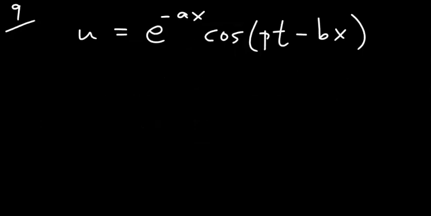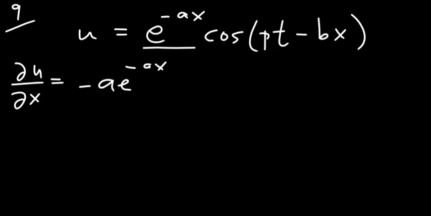Let's look at this function, u as a function of x and t. So x and t are the variables, a, p, and b are constants. So let's calculate the partial derivative of u with respect to x. We use the product rule. First, take the derivative of that with respect to x. So you're going to get minus a e to the minus ax. Multiply the second term, which is cosine of pt minus bx.